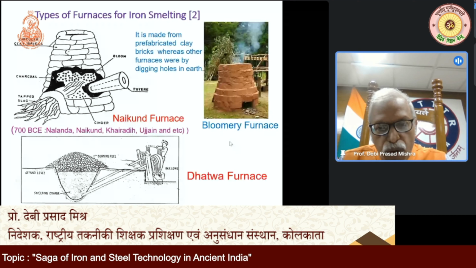Look at the Duhata furnace. This has a bellows which supplies the air, so you do not have to use a blower today. This is the burning, and this is the underground smelting charges. And this is another furnace for extracting iron used by the tribals of Bishnupur.